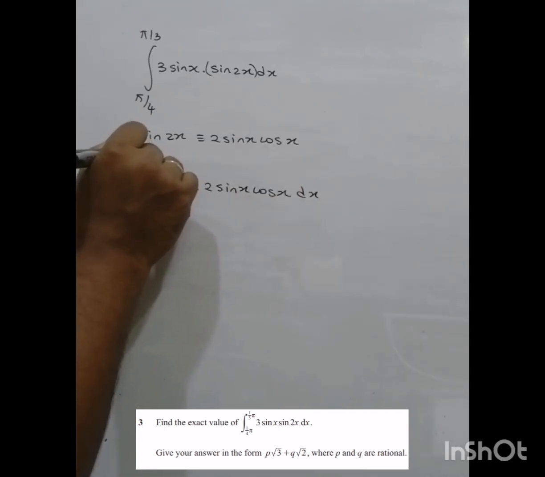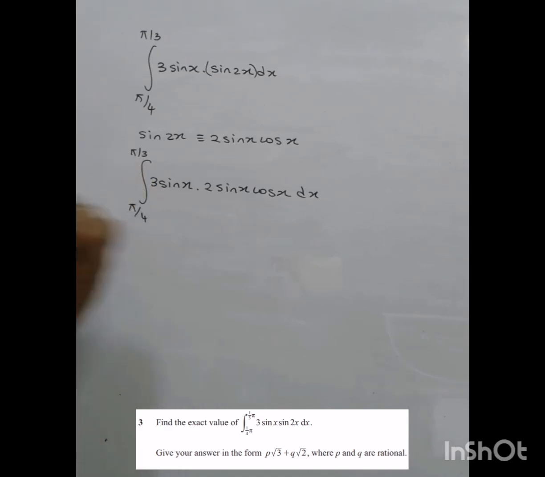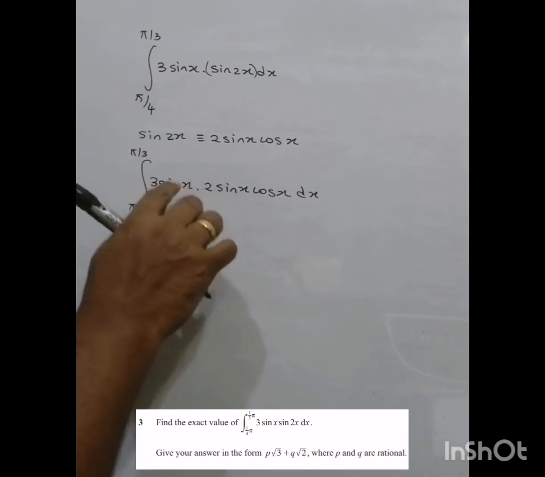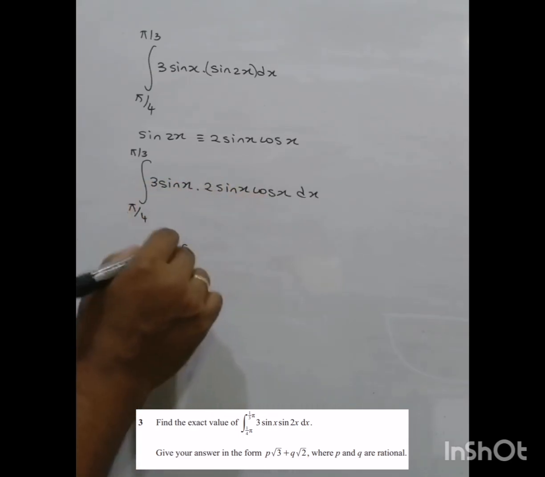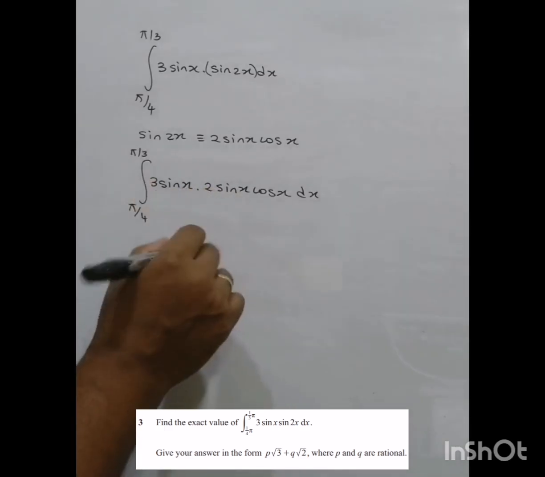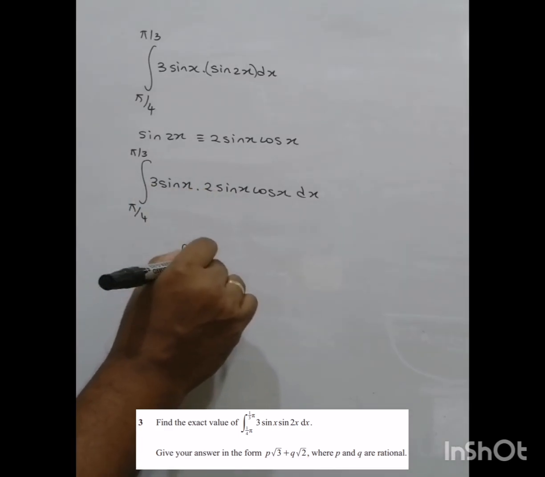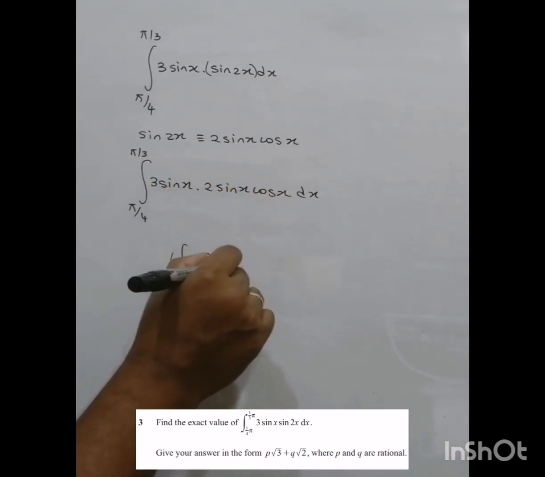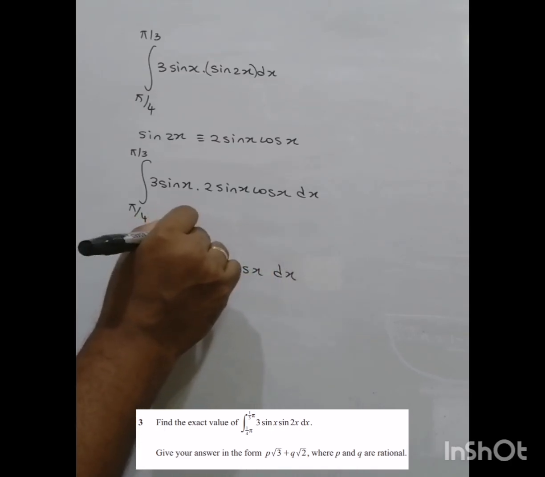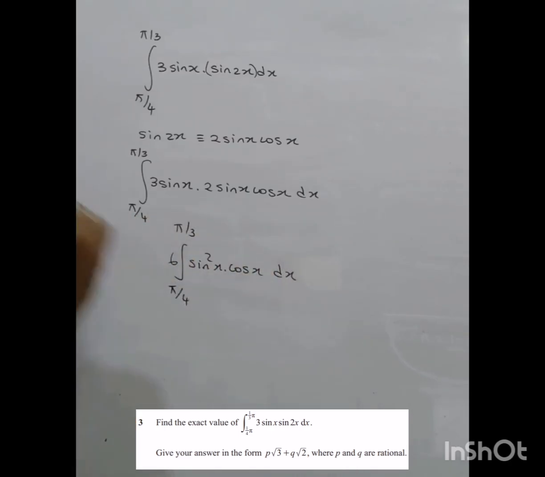Limits would be pi by 3 and pi by 4. When we multiply it out, we get 6. Since 6 is a constant and it's being multiplied by this entire thing over here, we can take it out of the integral sign. Sine into sine is going to be sine squared x, and we have cos x dx between the limits of pi by 3 and pi by 4.